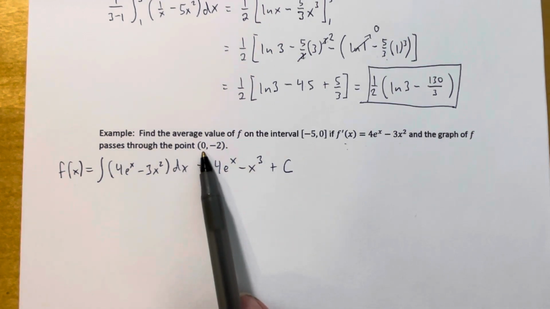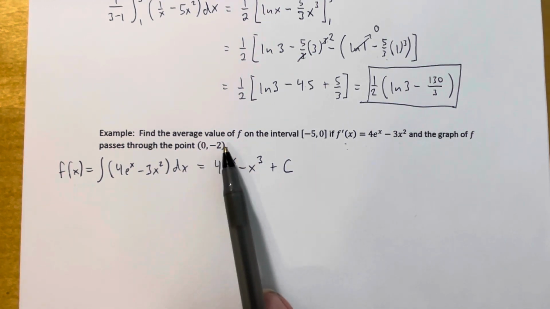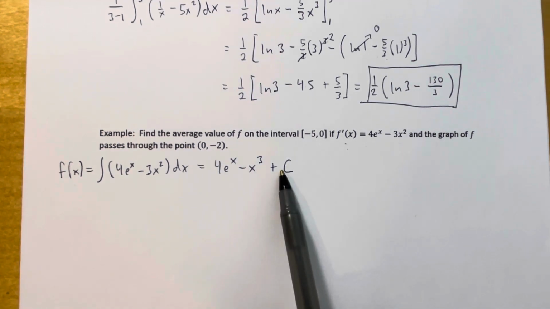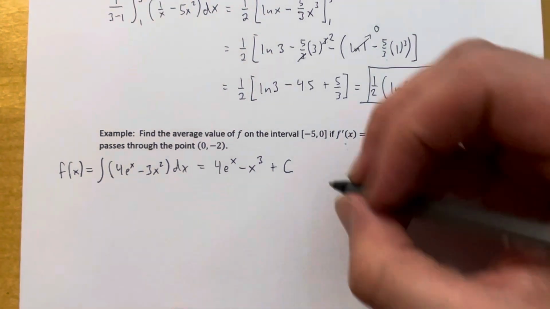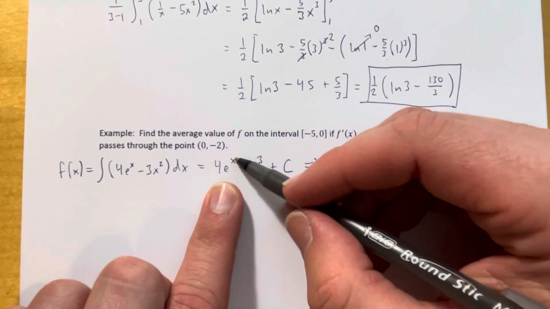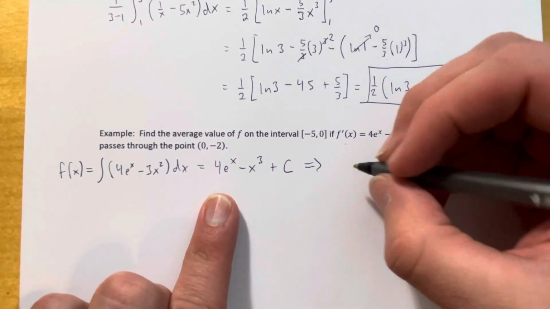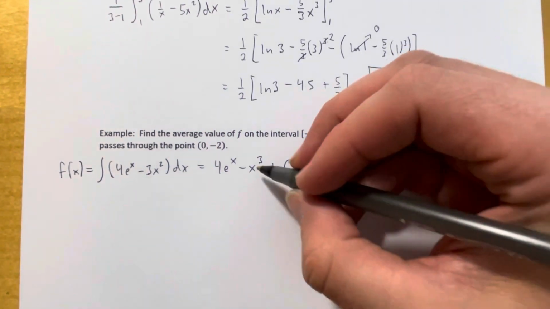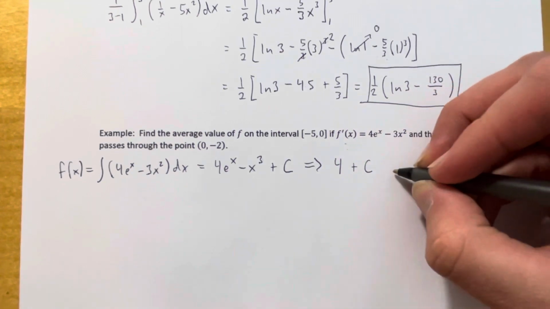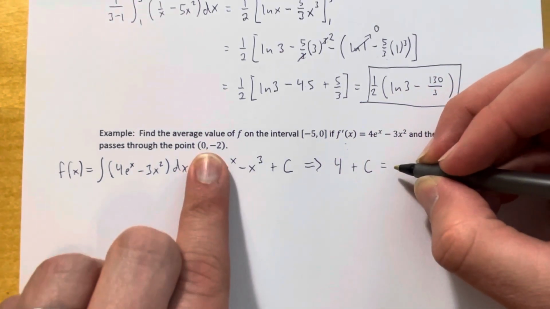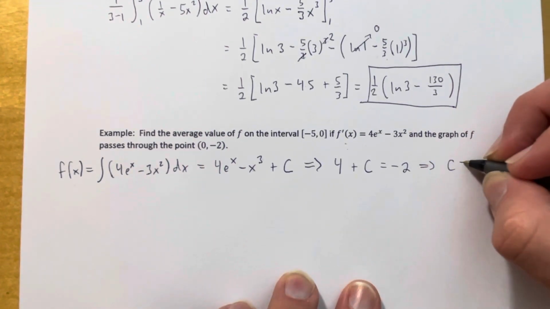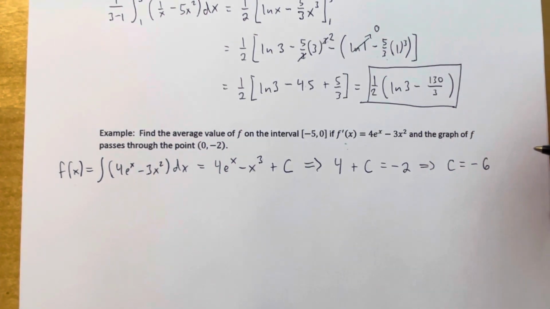So when I have this point on this curve, I have an x value and I have a y value, or an output. I can plug 0 in for the x's, set it equal to -2, and then solve for c. So if I plug a 0 in for x here, e to the power of 0 is 1 times 4, that's 4. 0 cubed is 0, so I'm not going to bother writing that. And then I have plus c. That's equal to negative 2. Subtracting 4 from both sides, I get c equals negative 6.